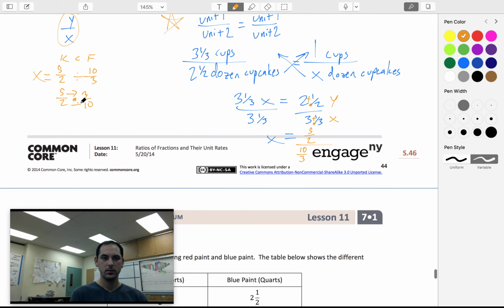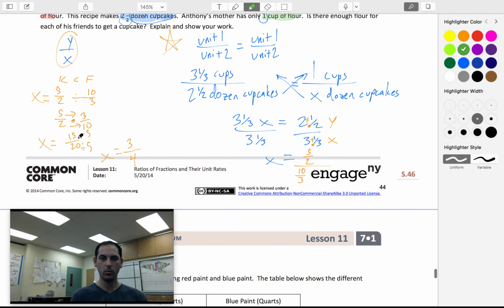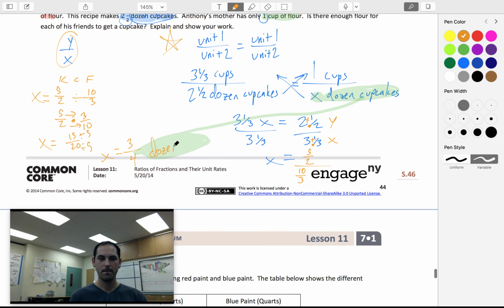Multiply across, 15 over 20. And we can reduce. So x equals, and we now have divide by 5, divide by 5. 5 goes into 15 3 times, 5 goes into 20 4 times. So this is 3/4 of what? What was it? To figure this out, you have to look back at your work, see how x was defined, with dozen cupcakes. So over here, that tells you what to fill in. So this is now dozen cupcakes.